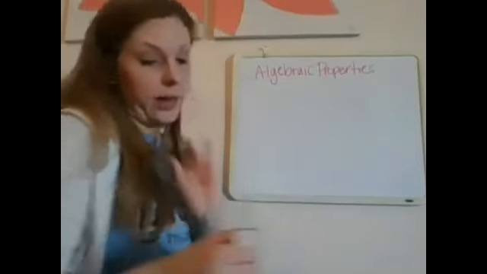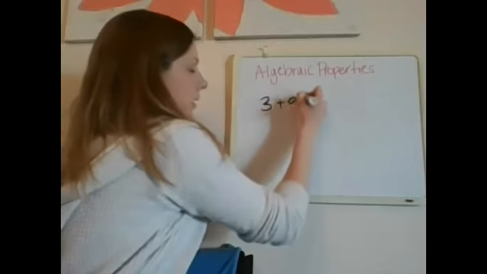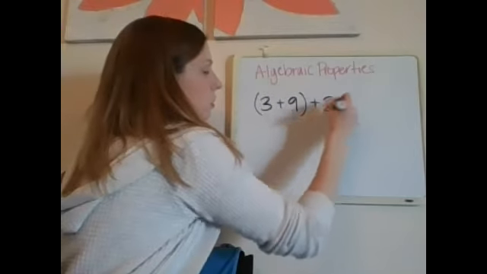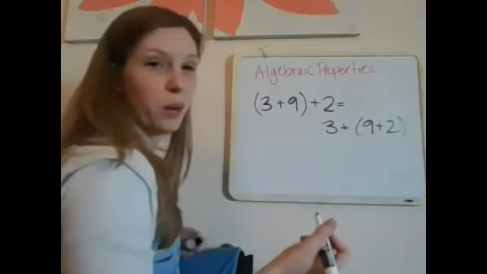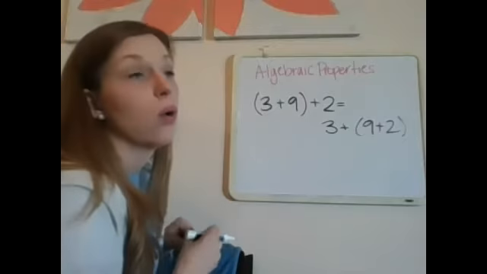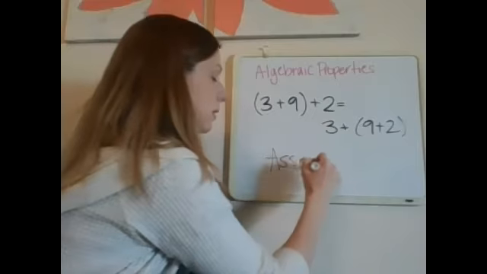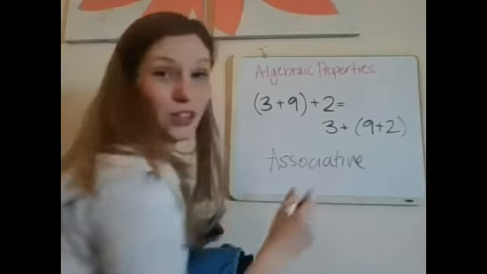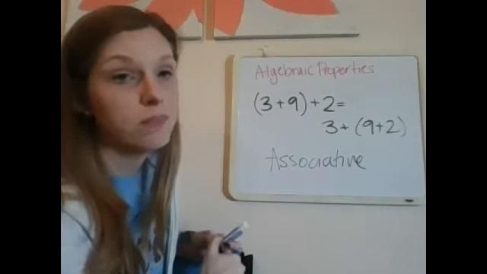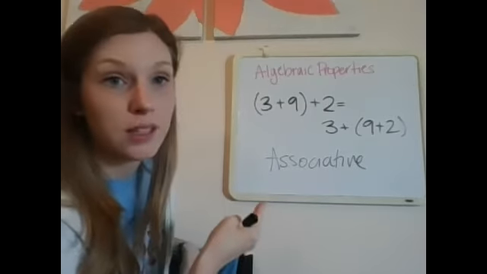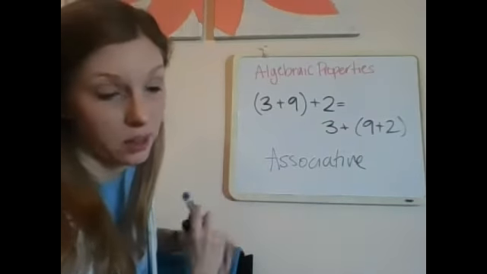Okay, so the first thing I want to ask you to do is to identify the property, okay? So say I write 3 plus 9 in parentheses plus 2 equals 3 plus 9 plus 2, because it doesn't matter which order we add in, right? What would you say this property is called? And if you guessed the associative, you're correct. Sometimes you'll see it written as the associative property of addition. That's just a long phrasing for this is the associative property. And I am good with you just saying associative. Don't need to add in all that extra word garbage.